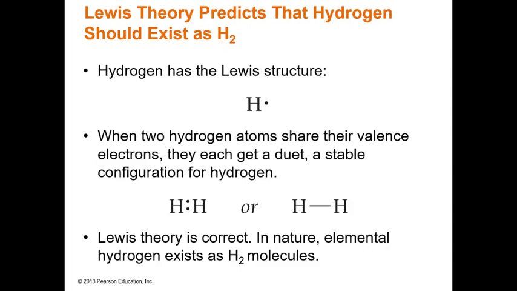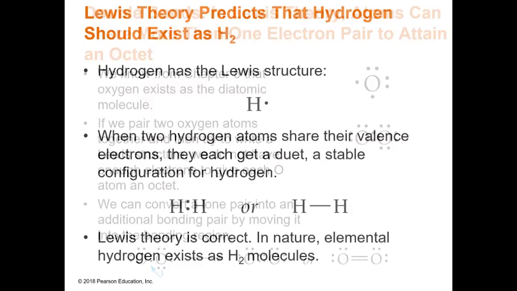Hydrogen has only 1 valence electron and it needs just 1 more to form a duet. When 2 hydrogen atoms share their electrons, each gets a duet, making H2 a stable molecule. That's why hydrogen gas exists in nature.